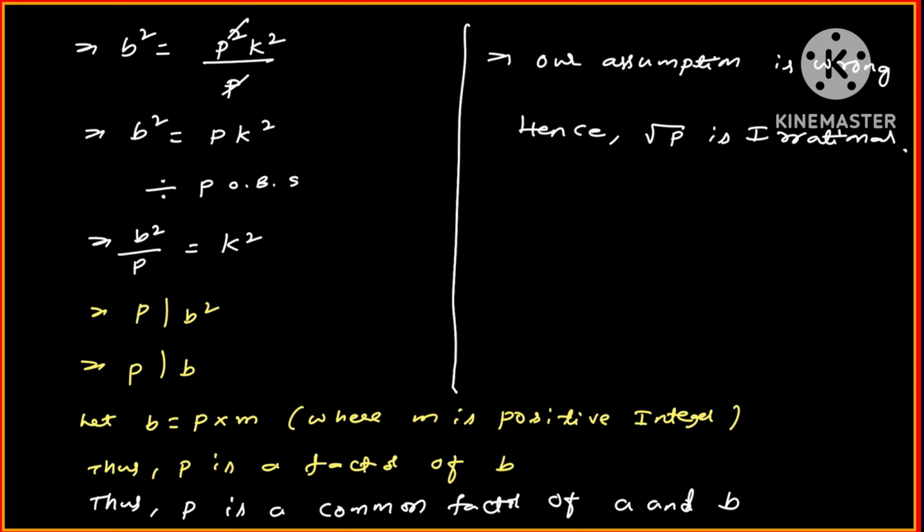This is the general proof for the square root of p. In place of p you can take root 2, root 3, root 5, root 11, and so on. You can take any prime number in place of p, and the process of proving is the same.